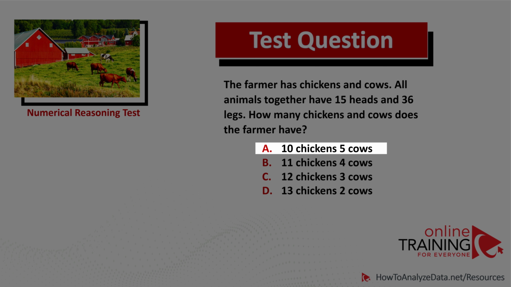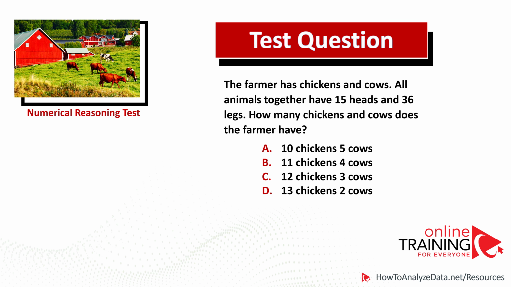Choice A, 10 chickens, 5 cows. Choice B, 11 chickens and 4 cows. Choice C, 12 chickens and 3 cows. And choice D, 13 chickens and 2 cows. Do you think you know the answer? Let's see how we can solve this challenge together.